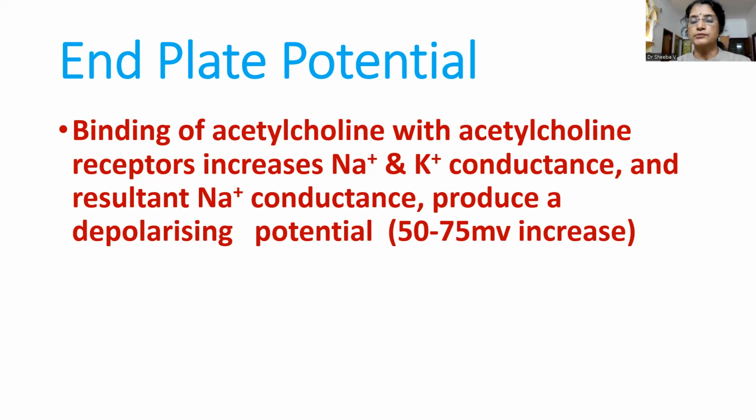The neurotransmitter in the neuromuscular junction is acetylcholine. When we study synaptic transmission, we can see there are a large number of neurotransmitters in the different neurons and different synapses. But here, in the motor neuron and the skeletal muscle, there is only one type of neurotransmitter, that is acetylcholine.